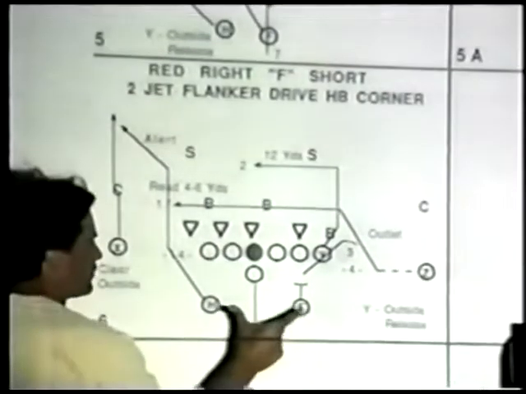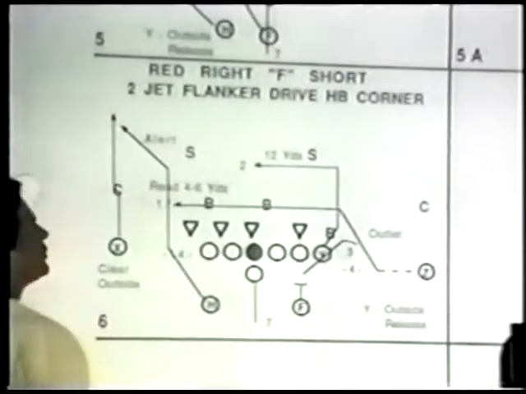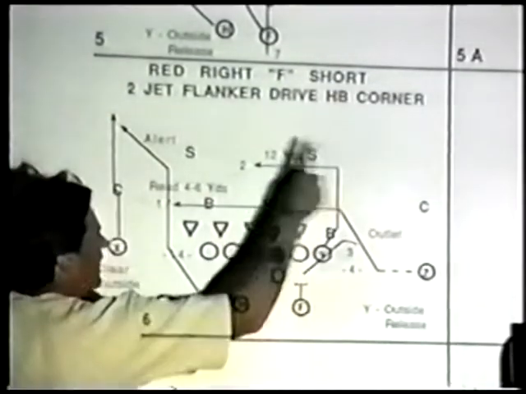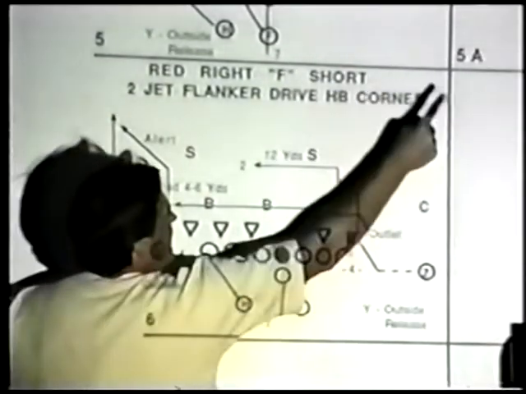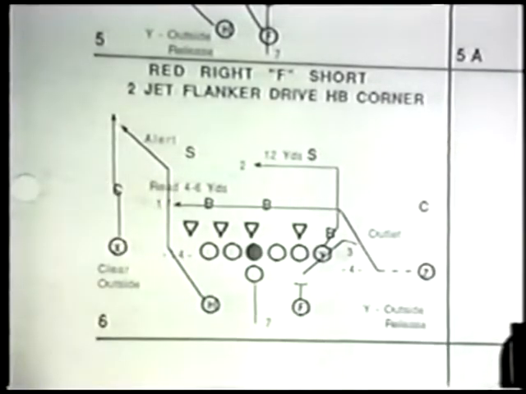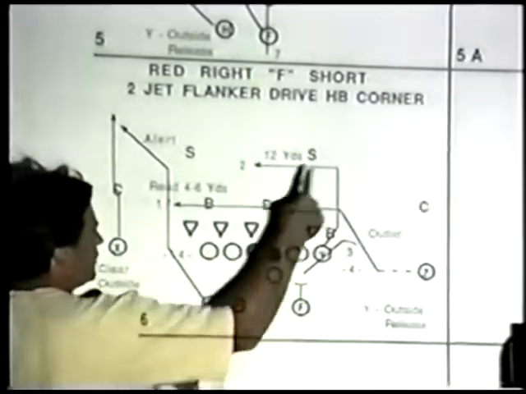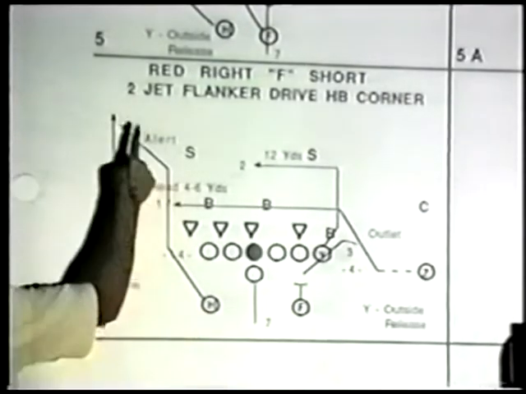So we'll run this on a red right, F short, 2-jet flanker drive. It's all flanker drive. The changeup is the halfback corner. When we say halfback corner, we mean on the weak side, okay? Call the play, Eve. Flip it over. Red left, F short, 3-jet flank drive, halfback corner. Halfback corner, okay? And it's red. Red F short. Progression. 1, 2, 3. Yes, there's an alert.